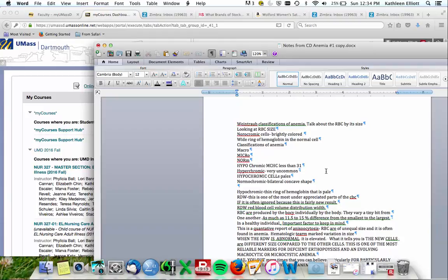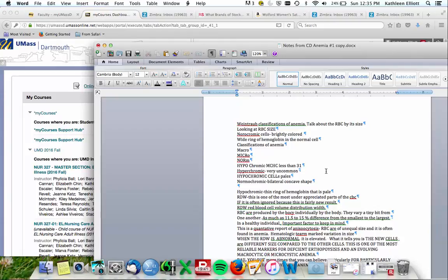This is a quantitative report of anisocytosis. RBCs are of unequal size and are often found in anemia. Anisocytosis is a hematologic term meaning marked variation in size. When the RDW is abnormal, it is elevated. What that tells you is that the new cells are different size compared to the other cells.